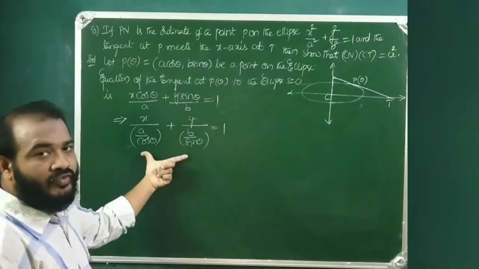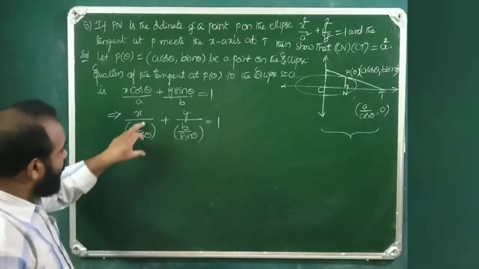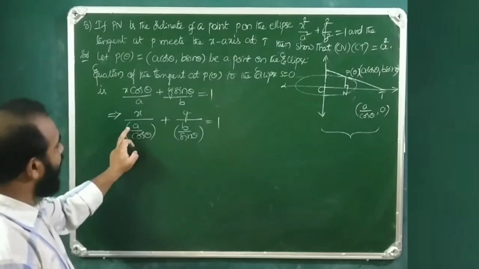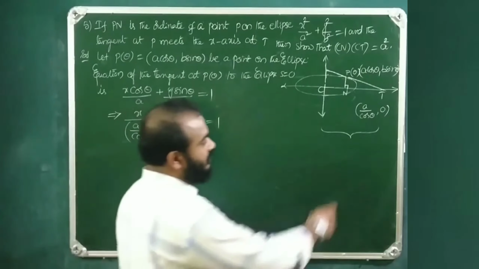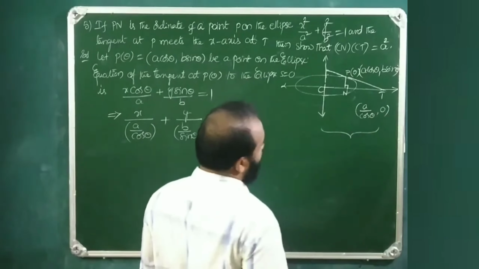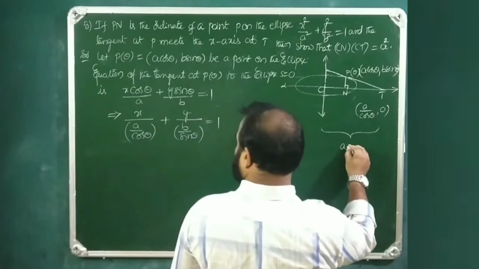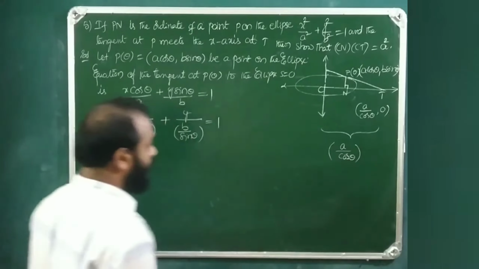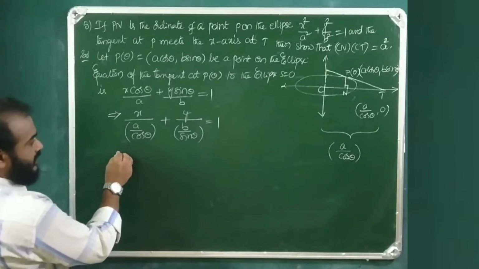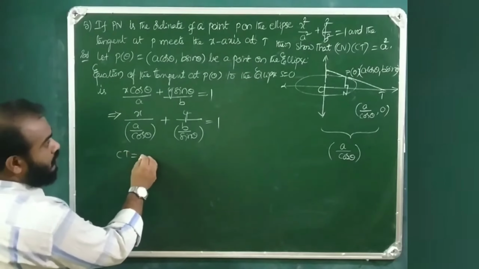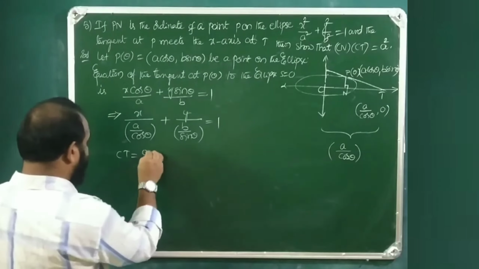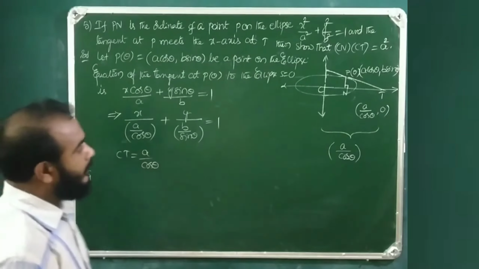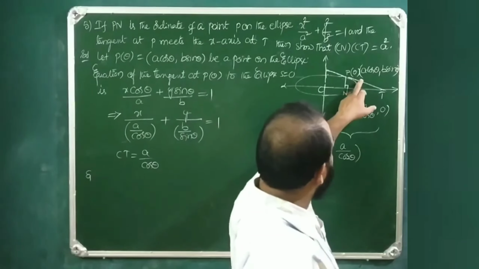This is the intercept form of the line. So this intercept form of the line cuts the x-axis at a by cos theta. So this is a by cos theta comma 0. Therefore this Ct equals a by cos theta. So Ct here is equal to a by cos theta, and see here.